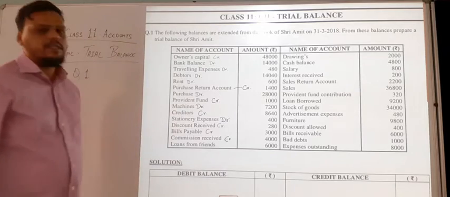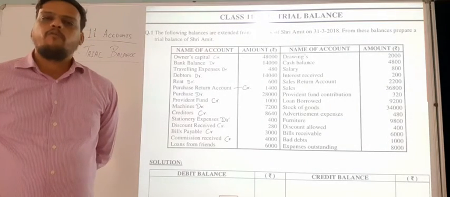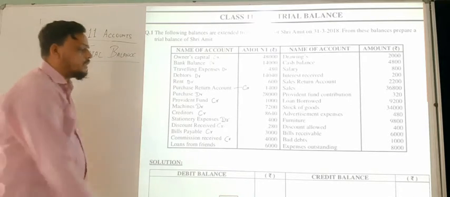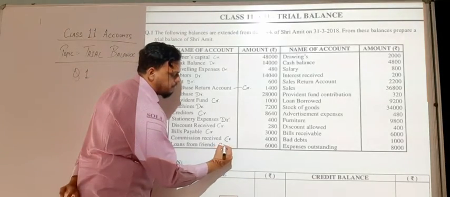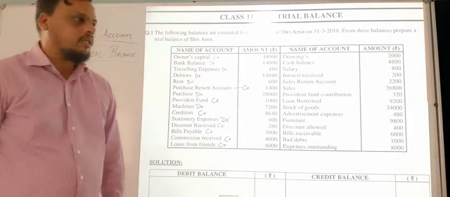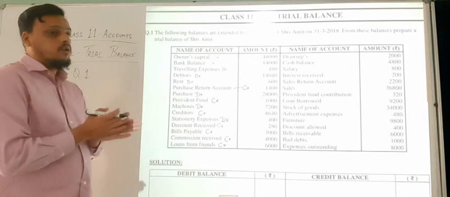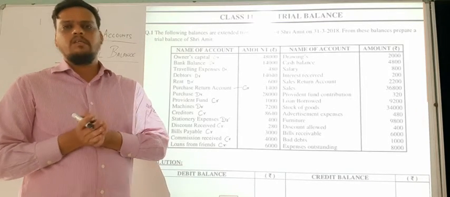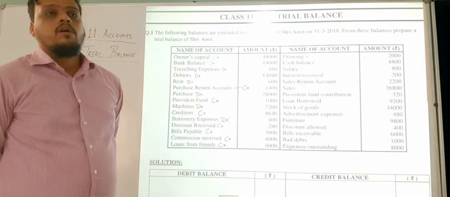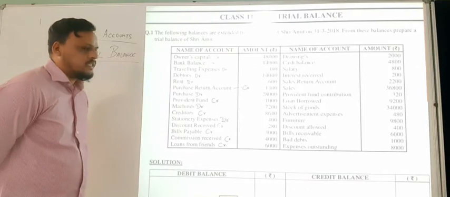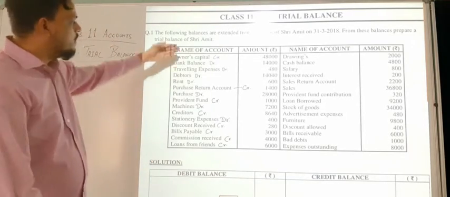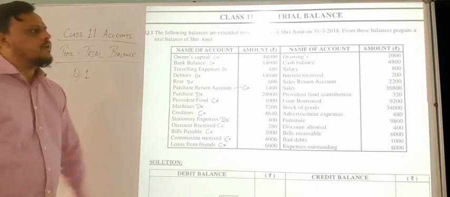Commission received is also a credit. Loans are being taken from friends, so it is also considered as credit, because we have to pay the friend in the end. That's why it is on the credit side. Make sure that all the incomes or all the gains go under the title of credit, but the losses and expenses all go on the debit side. So I have done it this way in our first column.